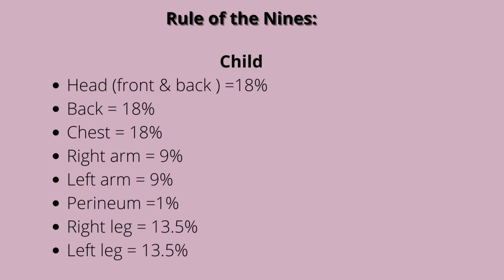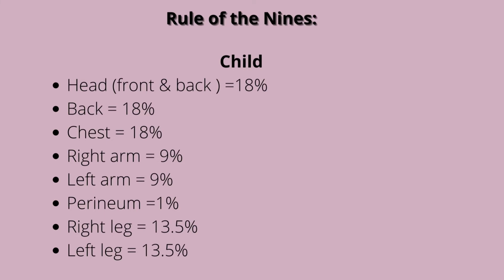And if the child is 2.2 kilograms, so 4 ml times 2.2 kilograms times the 18%, that will be your total amount of fluid that child needs to be replaced with. So the head is 18%. The back is 18%. The chest is 18%. The arm, the left arm and right arm, they are both 9%. The perineum area is 1%.